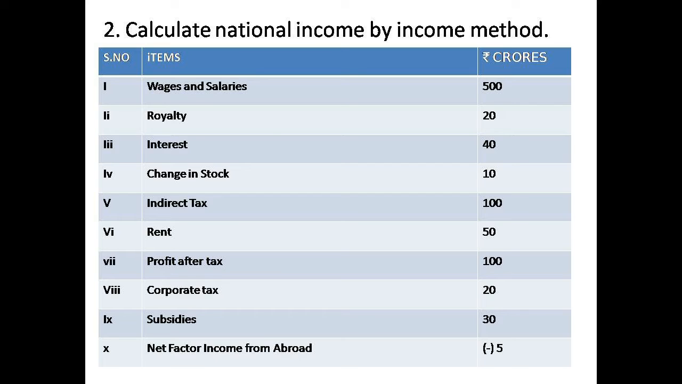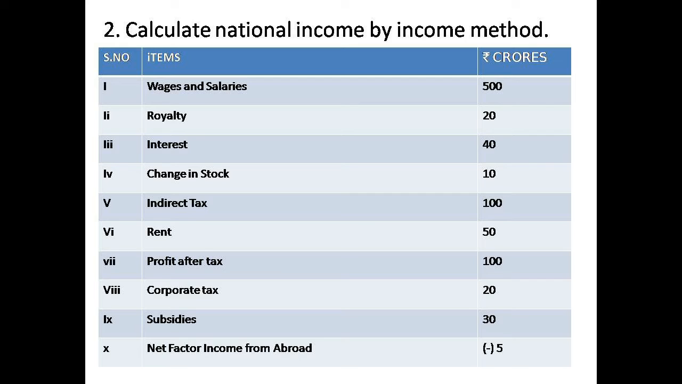So in the question, if they ask you to calculate national income, you need to calculate NNPFC, net national product at factor cost. Let's see the items given here. You know, COE is not given in the question. Instead, they have given wages and salaries. And no other component of COE is given. So we can take wages and salaries as COE. So in this question, COE is 500.